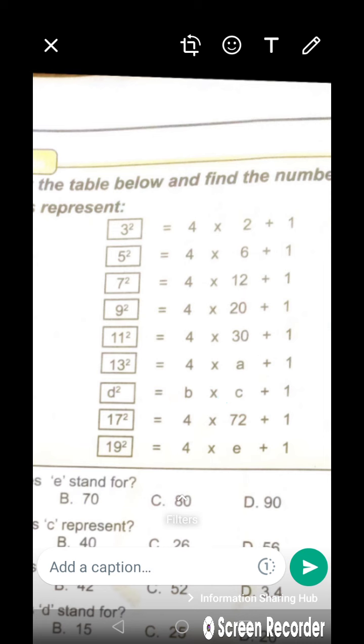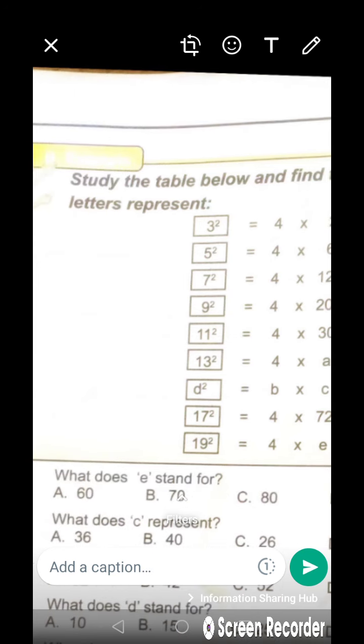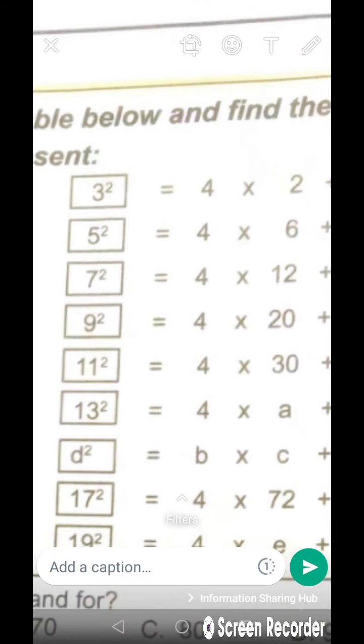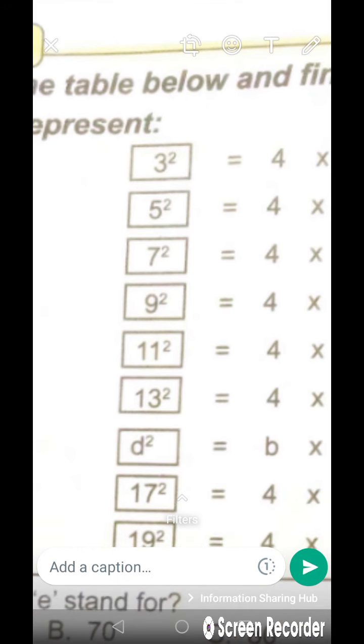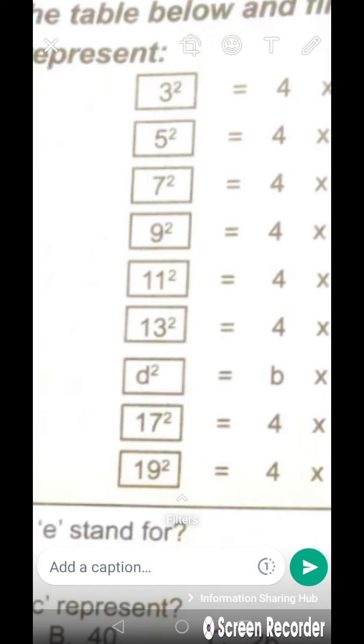Okay, so the first thing we need to do is to understand the pattern of this question. Now look at these numbers. From 3 raised to power 2 to 5 raised to power 2, you should see something. 7, 9, 11, 13. Then they jump to D, 17. Now study this pattern. You will realize that they are all odd numbers. So 3, 5, 7, 9, 11, 13.